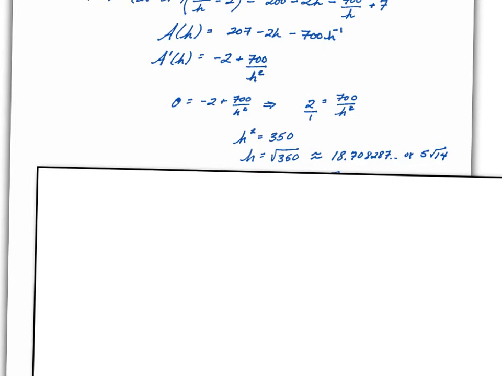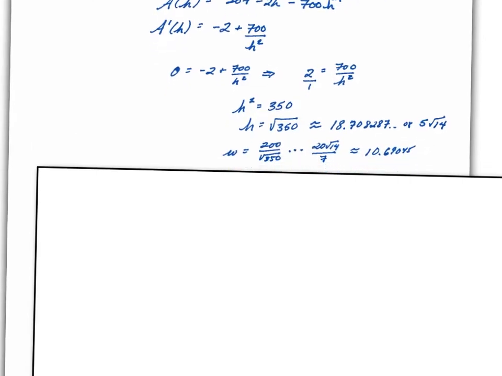You can simplify that to a 5 radical 14, but for all intents and purposes, the decimal is going to be good. 18.708 and some change there. Okay, I'm not going to go through all of the verification here. Obviously, a first derivative test is what we're commonly using. We do need to find the other variable w now. W was a 200 over h, plugging in that square root of 350. That 5 radical 14 may be helpful to get to this simplified version, but it's 20 radical 14 over 7, or approximately as a decimal then, a little bit more than 10.69.